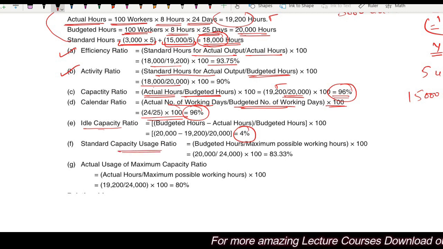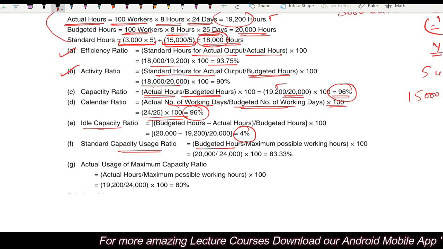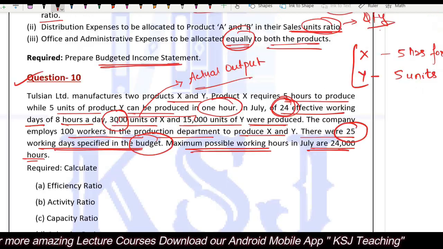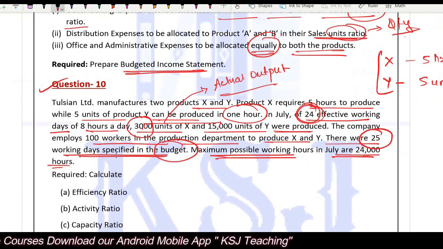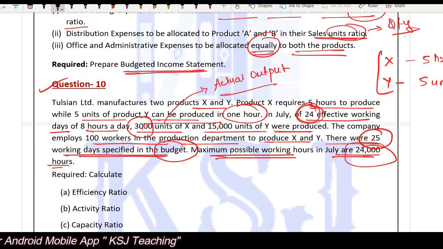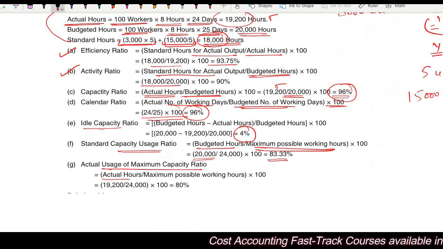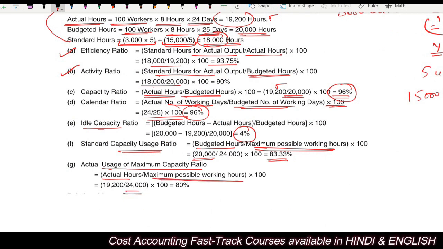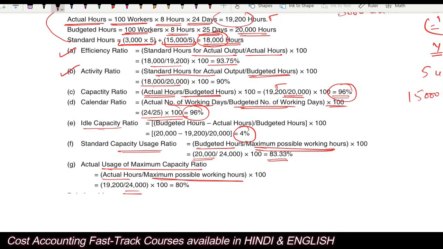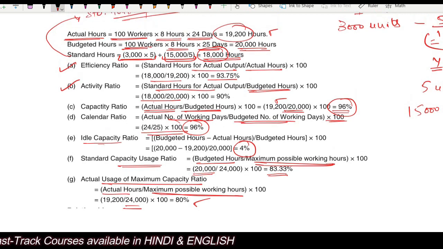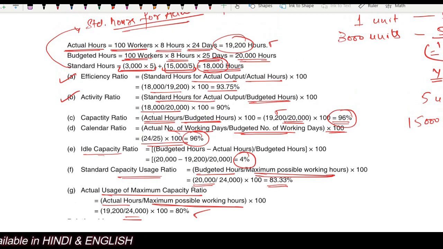Standard capacity usage. Budgeted hours divided by maximum possible hours. Now see, the maximum possible hours are given in the question. 24,000 maximum possible working hours. Out of that, you have planned for 20,000 hours. So 83.33%. Actual usage. Actual hours divided by maximum possible hours, that is 24,000 given. Actual hours is 19,200 multiplied by 100, 80%. Right? So this is how the ratios are to be calculated.